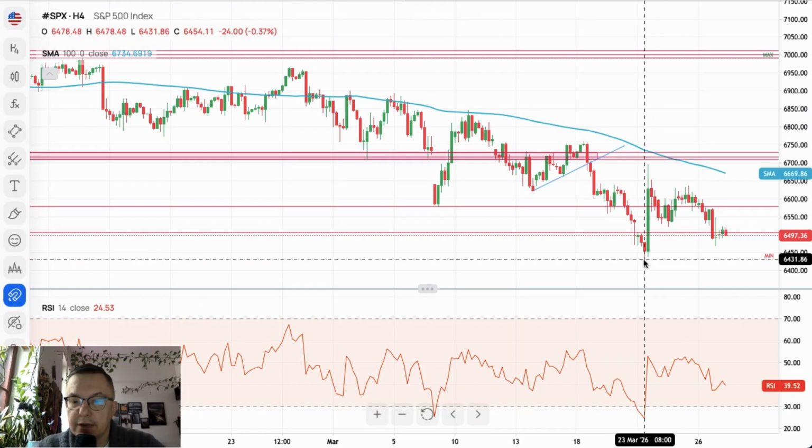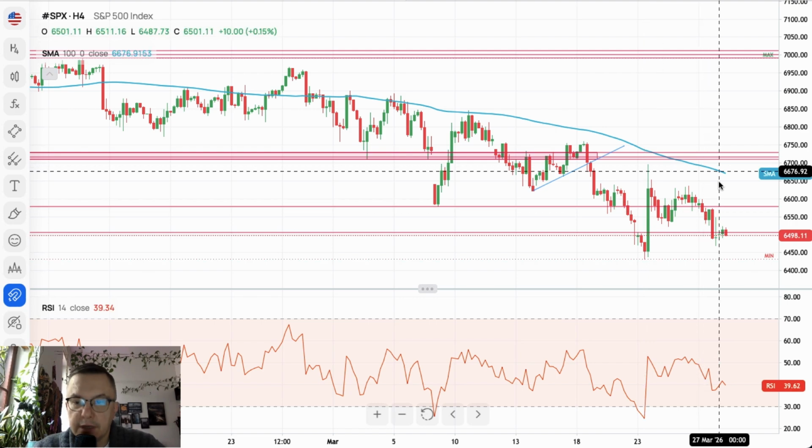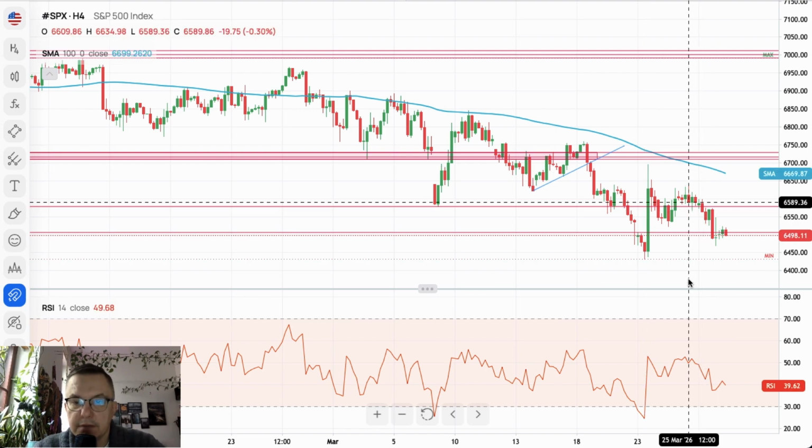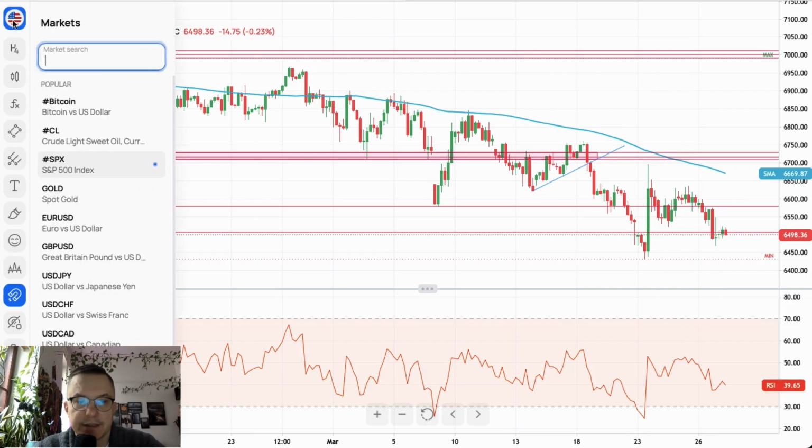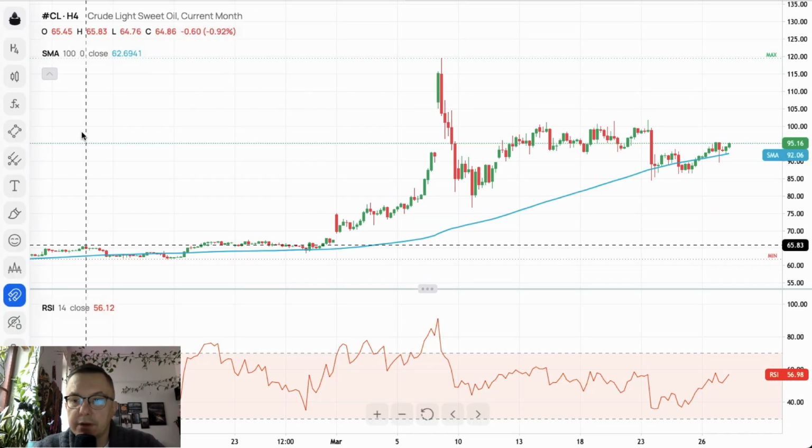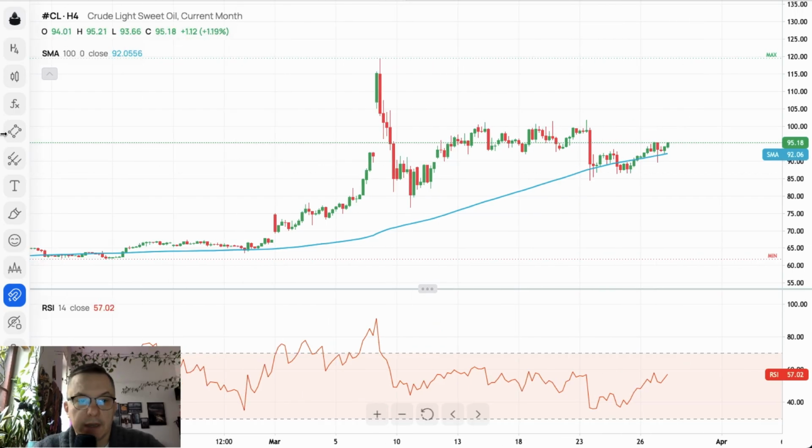S&P 500 is narrowing the weekly low, 6,431. Clear bearish pressure, clear bearish structure here. No sign of any reversal to the upside, just as expected. Crude oil keeps moving higher.